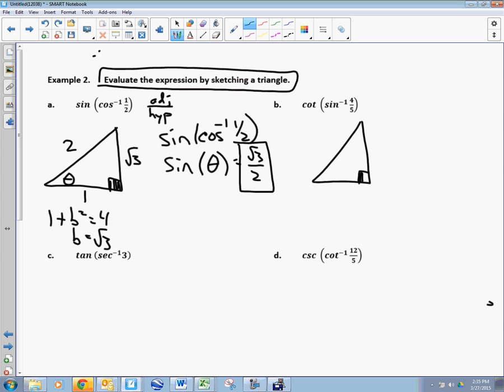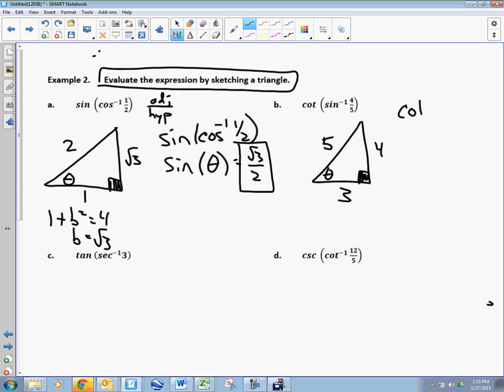I draw my shape. Right triangle. Theta. Sine is opposite over hypotenuse. We have 4 there and we have 5 there. Is that enough information to find the other side of the triangle? What is it? 3. Because it's a 3, 4, 5 triangle. 3 squared plus 4 squared is 5 squared.